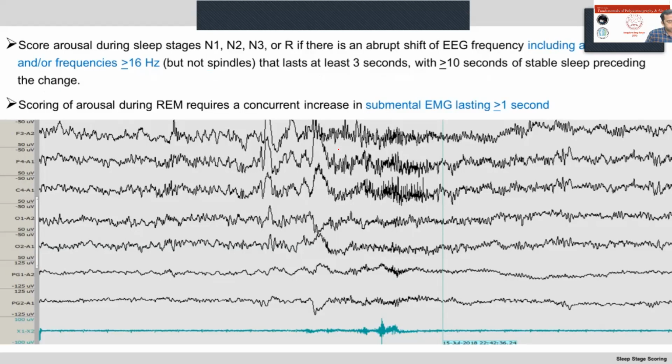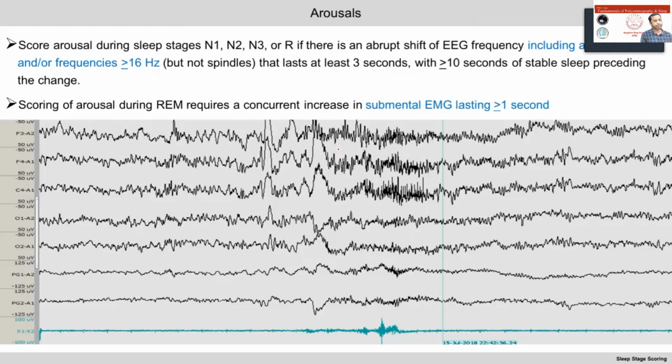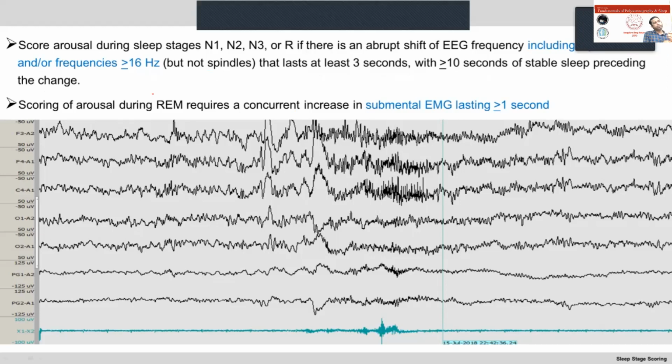So now we'll discuss arousal, then we will move towards the N2 stage. Score arousal. Arousal is like wakefulness, but small wakefulness. Score arousal during sleep stages N1, N2, N3. In between, sometimes some wake happens. So what is the criteria for that?